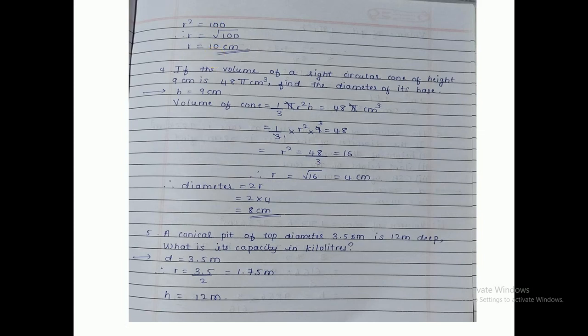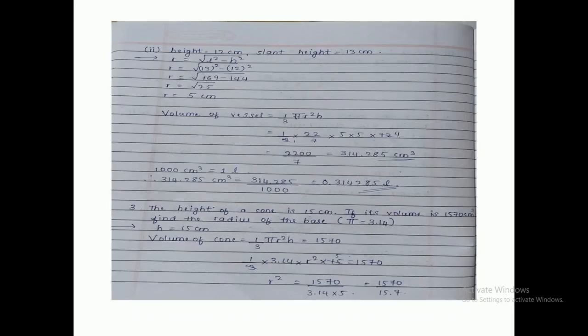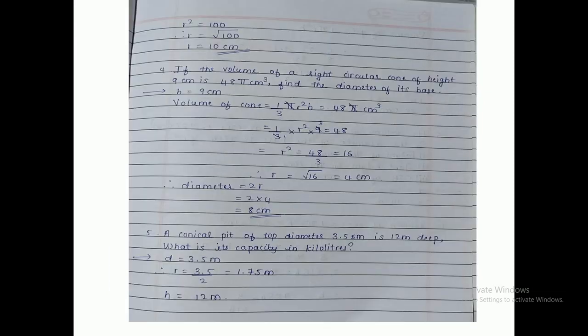So in all the questions, all the exercise, we are getting this type of problem, no? Height given and volume given. So we have to find out the radius. Then volume of cone is equal to, already given this formula, 1 by 3 pi r square h is equal to, already given 1570. Substitution and simplification, then we'll get r square is equal to 100. Then r is equal to 10 centimeter. Got the idea of this problem, no?